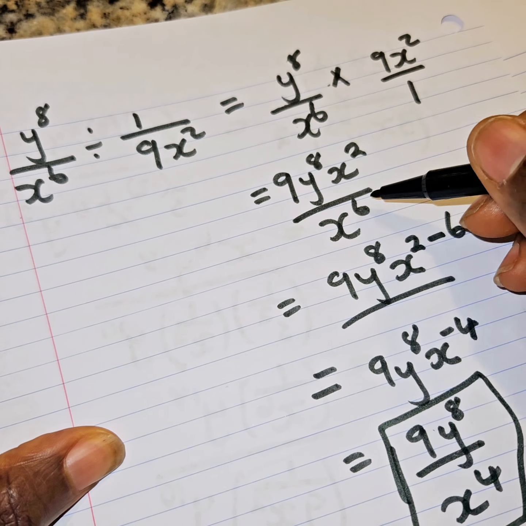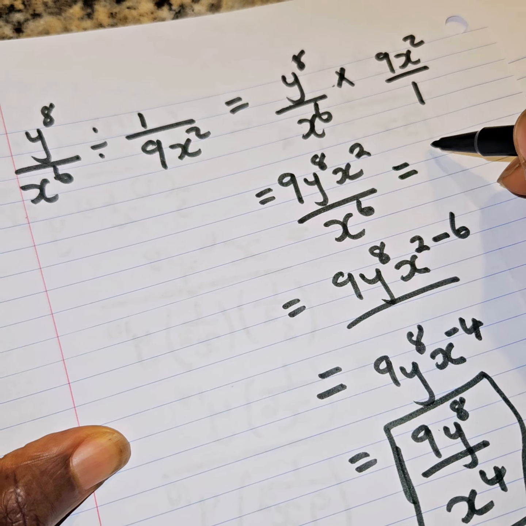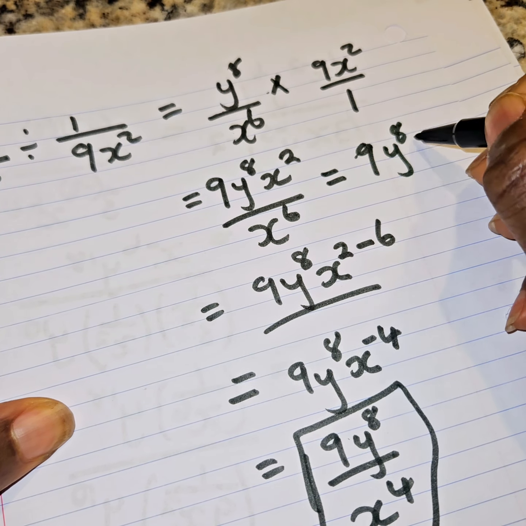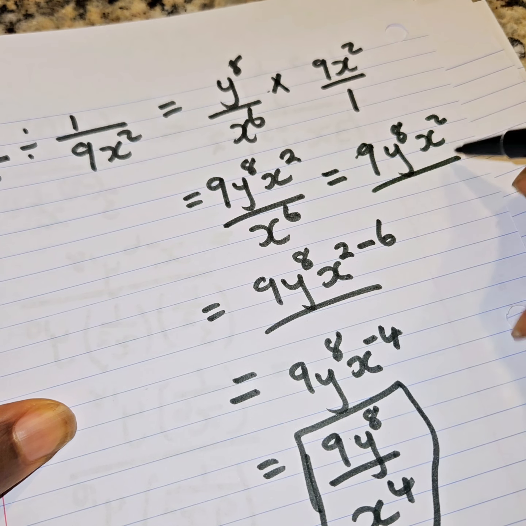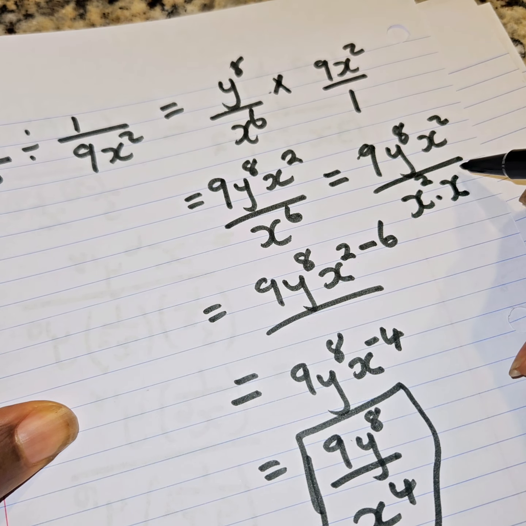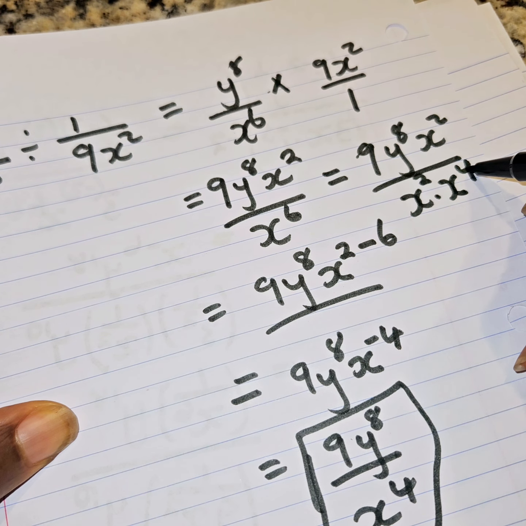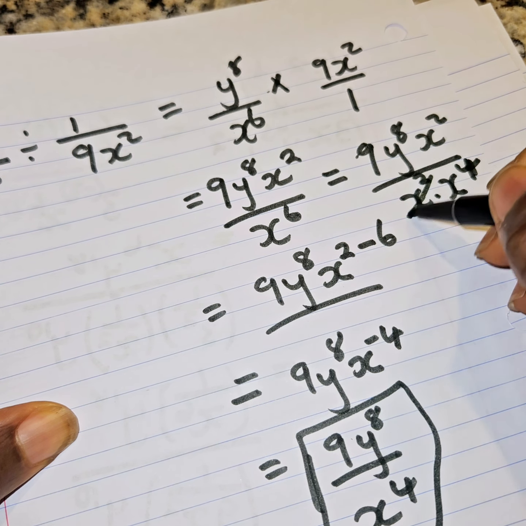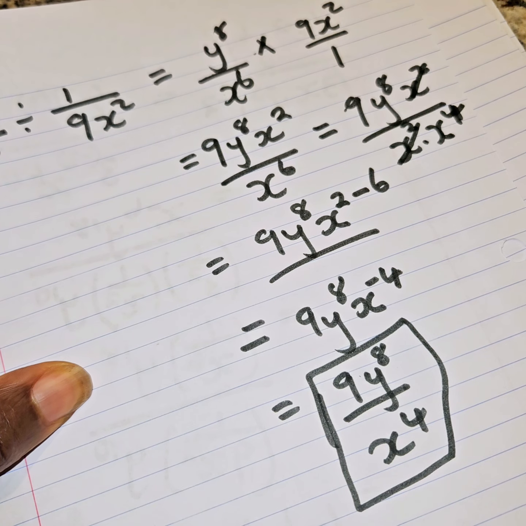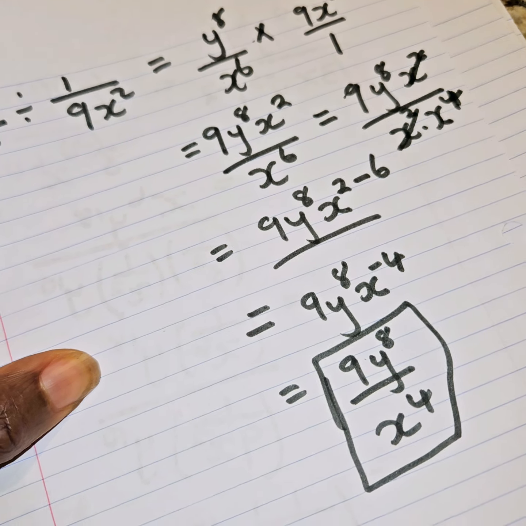But then from here, I could also say 9y to the 8 x squared, all over x squared times x to the 4th. That could be a simple way, and I will see that this will go away and I'll have the same thing as down here. I hope this was helpful.